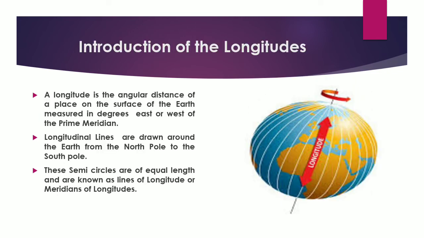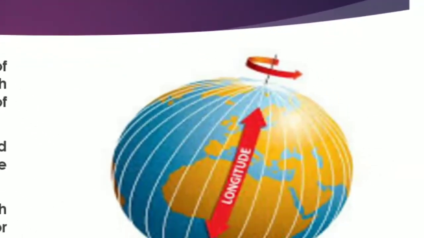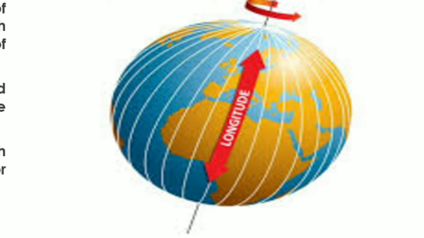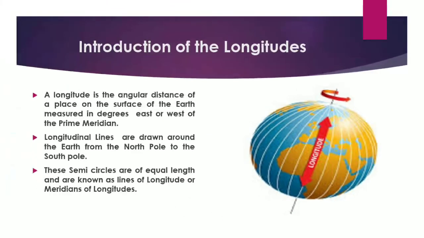Okay. So here I will give you a brief introduction to longitudes. In the next module we will learn more about longitudes. Right? A longitude is the angular distance of a place on the surface of the earth measured in degrees east or west of the prime meridian. You can even see in the picture the lines which are in a longitudinal, slanting way, long lines, that is known as the longitude.